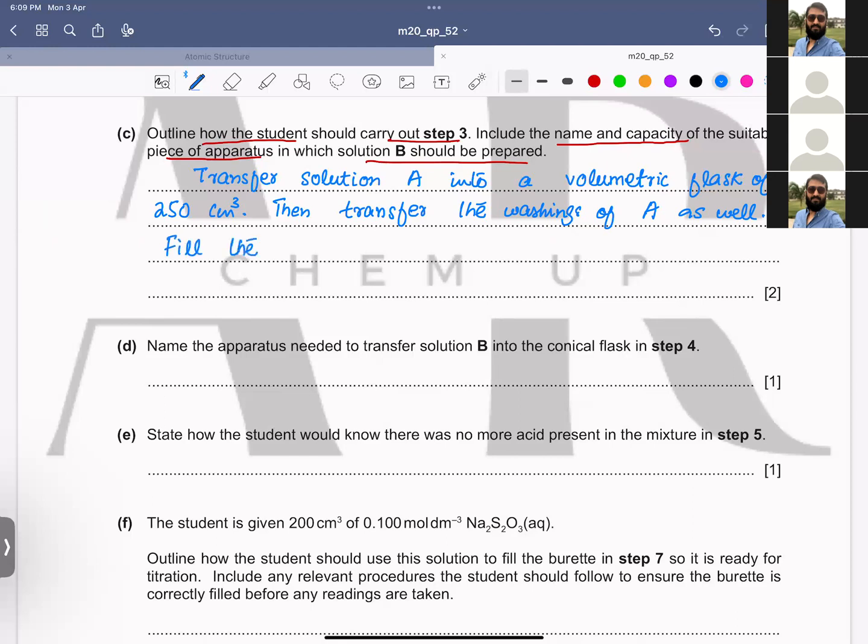Okay, now after this, fill the volumetric flask up to the mark. There is a mark on the neck of the flask, with distilled water.